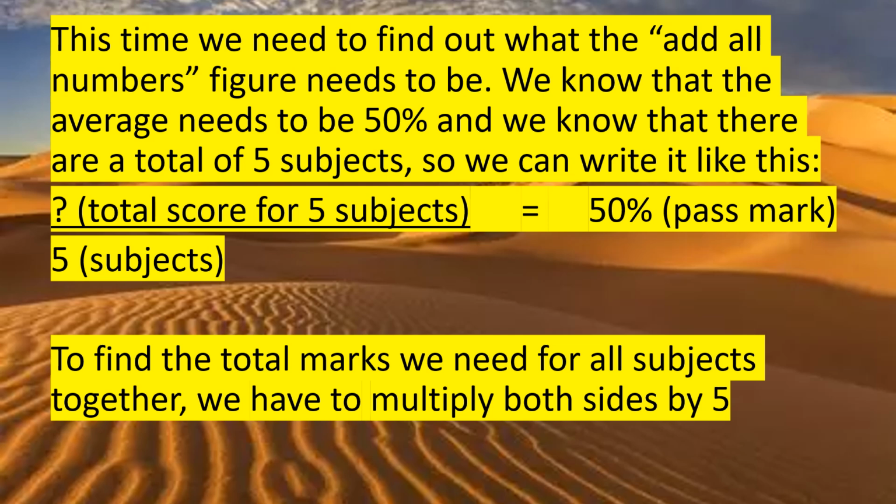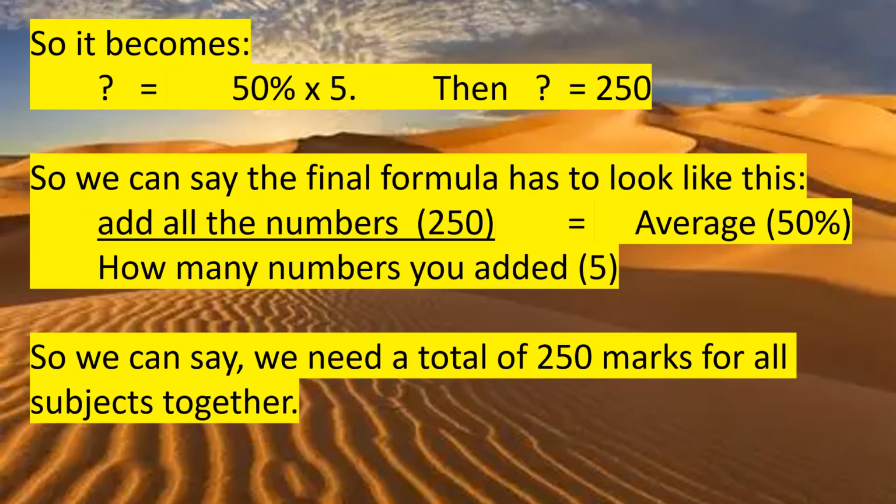So to find the total marks we need for all the subjects together, we have to multiply both sides by 5. So we need to get rid of the 5 on the bottom. On the left, if we multiply by 5, that is gone. And on the right-hand side, we will have 50 times 5. So there it is, question mark, the number that we're looking for, equals 50% times 5. So then the question mark equals 250.